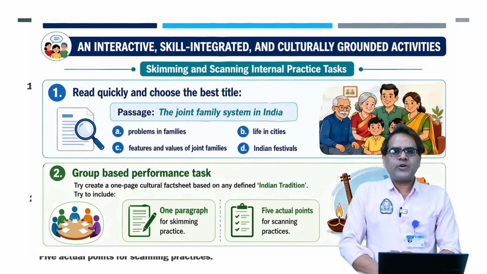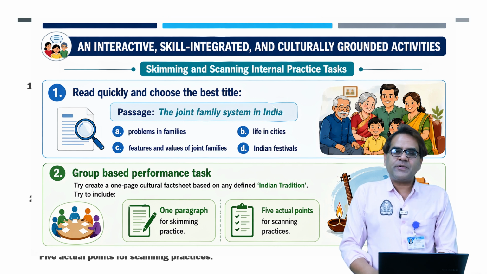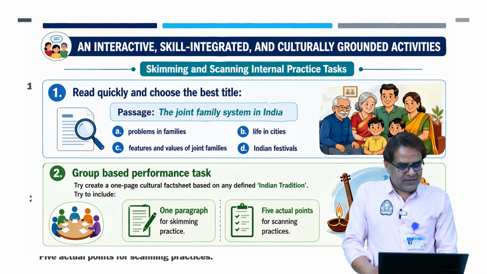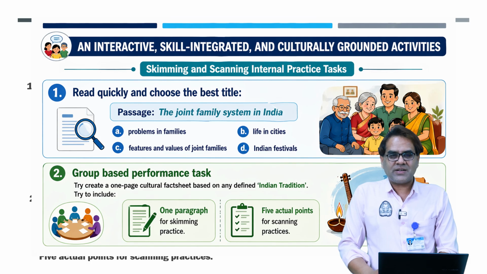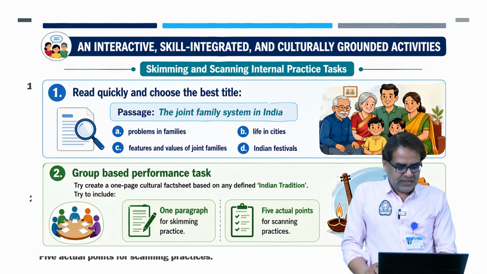Now, especially for college and school students, I prepared skimming and scanning internal practice tasks. The first task talks about how to read quickly and choose the best title. Let's say, for instance, I've taken the passage of the joint family system in India. These are the 4 features of it. In the second, a group-based performance task, again I've added something as a practice task, so you can pay your undivided attention to the details of how these tasks can be practiced at your leisure.